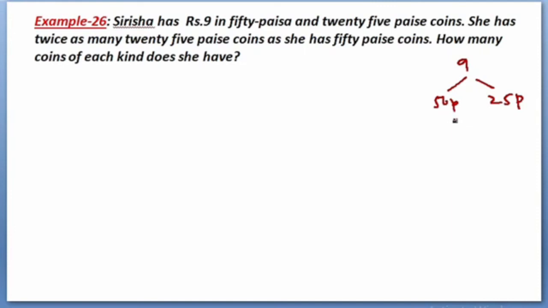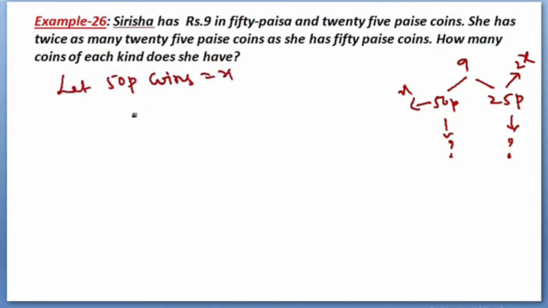They're asking to find how many 50 paisa coins and how many 25 paisa coins she has. First, we define the number of 50 paisa coins as x. Then the number of 25 paisa coins will be 2 times x, because they gave double. So 50 paisa coins is equal to x, and 25 paisa coins is equal to 2x.